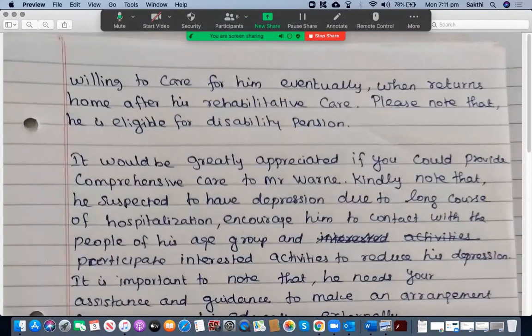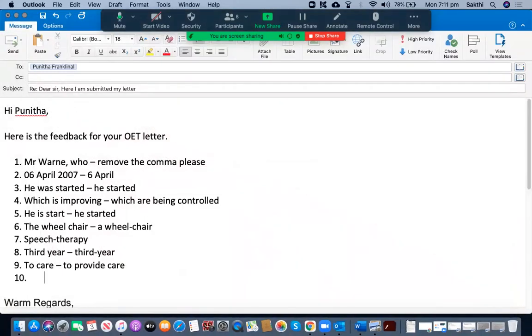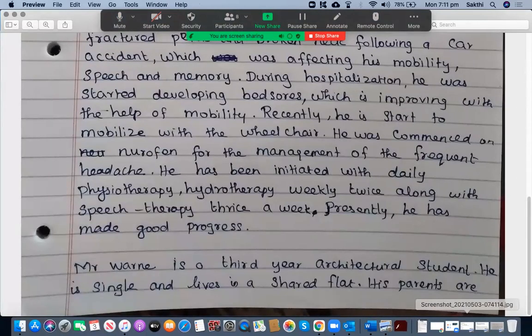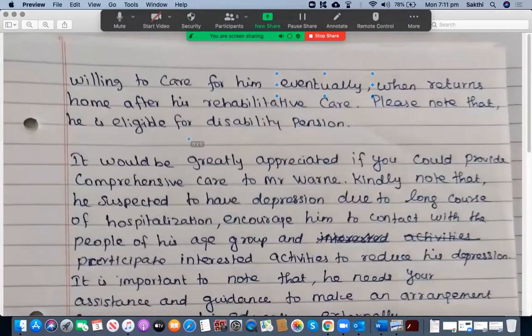"Eventually, when returns home after his..." No. Don't use this. You should have mentioned "when he returns." Now don't use "eventually." It's not needed in this particular phrase. So what you should have done is said "when he returns home after his rehabilitation care."